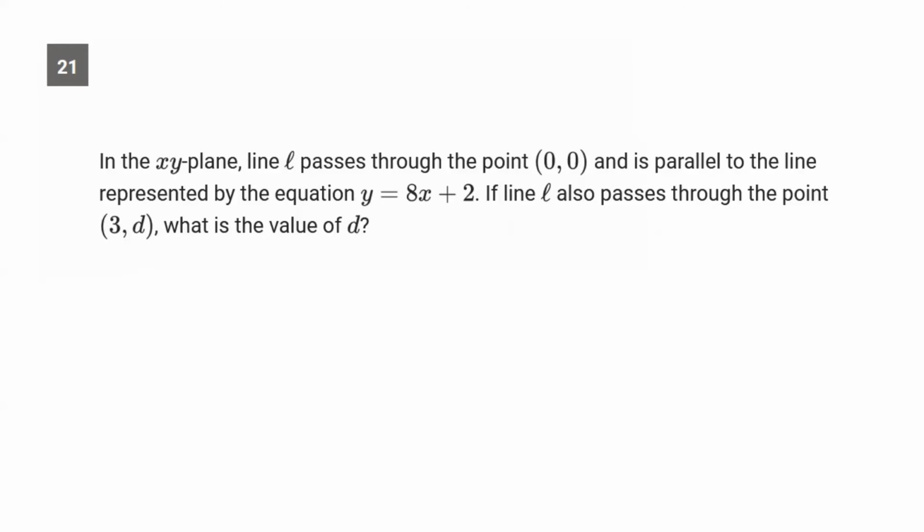In the XY plane, line L passes through the point 0, 0. Okay, so it's a line and is parallel to the line represented by y equals 8x plus 2. If line L passes through the point 3, d, what is the value of d? Okay, so in this one, we're given the y-intercept, which is 0, and we can find the slope because it's parallel, so it's the same slope. So L's equation is going to be y equals 8x, right?